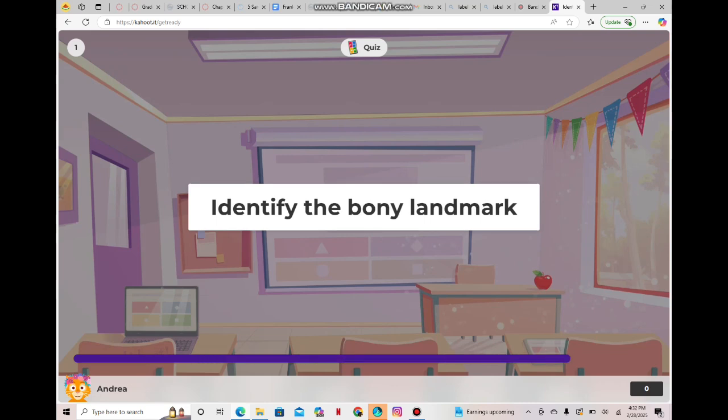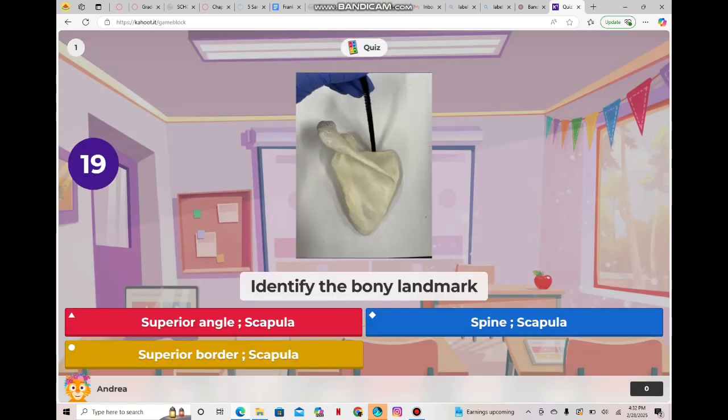Hopefully it will display a picture on the screen. This picture right here. I only have 15 seconds to answer. So this I will explain. But this is the superior border of the scapula.